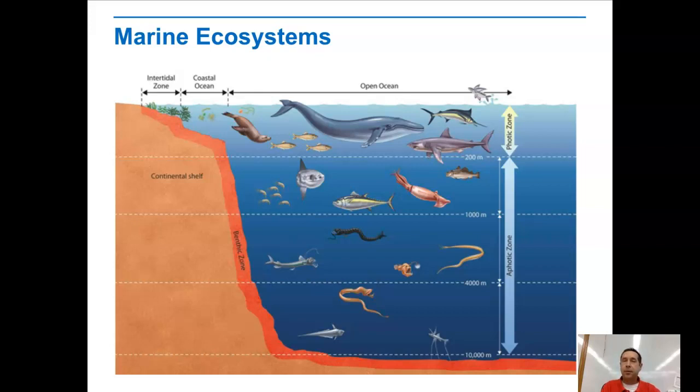So as you move from the shoreline out, you go through the intertidal zone, which is the area from the highest high tide to the lowest low tide, where animals have to be periodically exposed to air. You have the coastal ocean, which is the shallow ocean, which is where you'll find coral reefs and most of the life in the ocean. It's basically the area above the continental shelf.